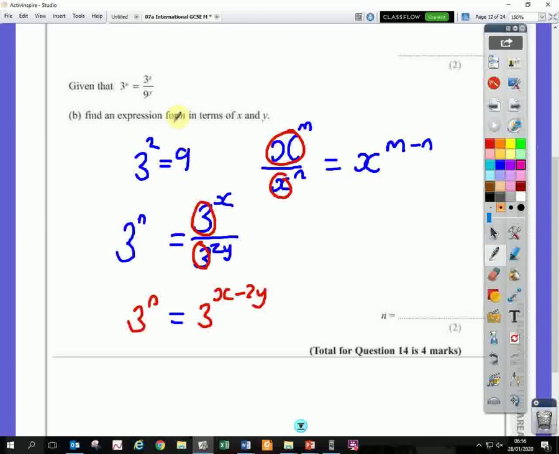They're asking in this question, find an expression for n in terms of x and y. Well, n is the power here, and the power on this side is x minus 2y. Because they're both powers of 3, they must be equivalent, and that means n is equal to x minus 2y.